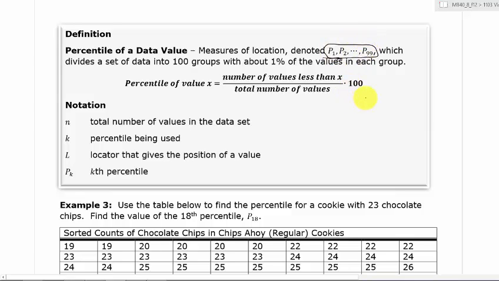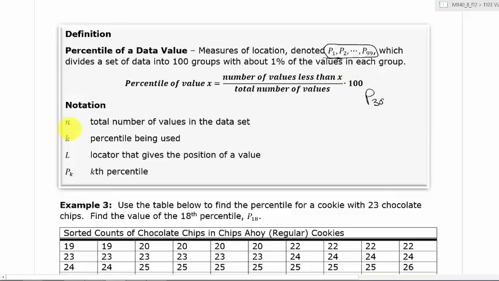If you wanted to talk about P sub 30, then this data value has 30% of the data less than it, and 70% of the data values are larger than that value. In order to calculate the percentile of a data value x, it's the number of data values that are less than x divided by the total number of data values, and then to convert it to a percent, we multiply by 100.